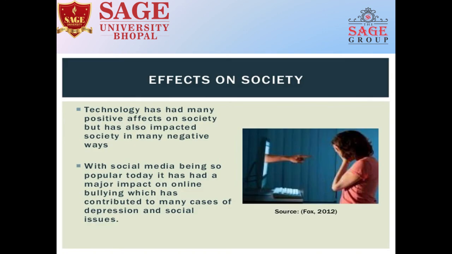Technology's effects on society. Technology has had many positive effects on society, but has also impacted society in many negative ways. For example, social media being so popular today has made a major impact on online bullying, which has contributed to many cases of depression and social issues. These are the bad effects.